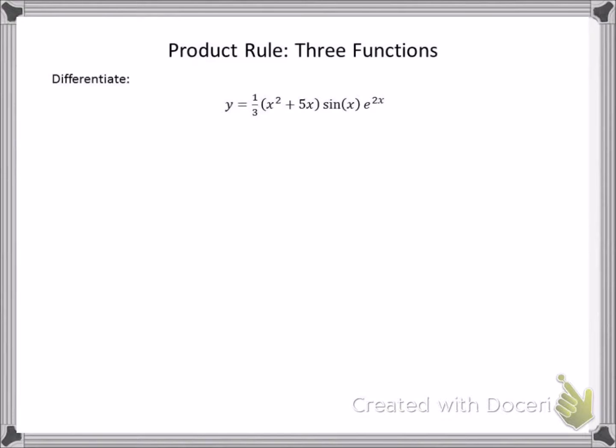So in this example, we've been asked to differentiate y equals a third x squared plus 5x, sine x, e to the 2x. Now it's a long function and you might be unsure of how to differentiate this. What we need to use is the product rule.